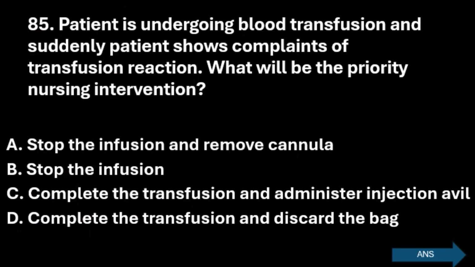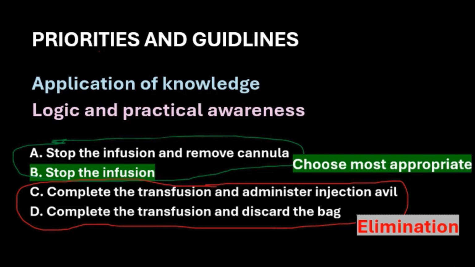Patient is undergoing blood transfusion and suddenly patient shows complaints of transfusion reaction. What will be the priority nursing intervention? Option A, stop the infusion and remove cannula. Option B, stop the infusion. Option C, complete the transfusion and administer injection avil. Option D, complete the transfusion and discard the bag. The right option here is stop the infusion.